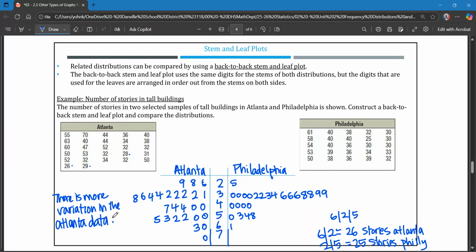It also looks like the majority of the Philadelphia stories are in the 20s and 30s. And it looks like Atlanta might have overall taller buildings as well because it has more data in the upper range. So something about, the Philadelphia has more buildings with stories in the 30s than Atlanta has with buildings in the 30s. Something about a comparison.